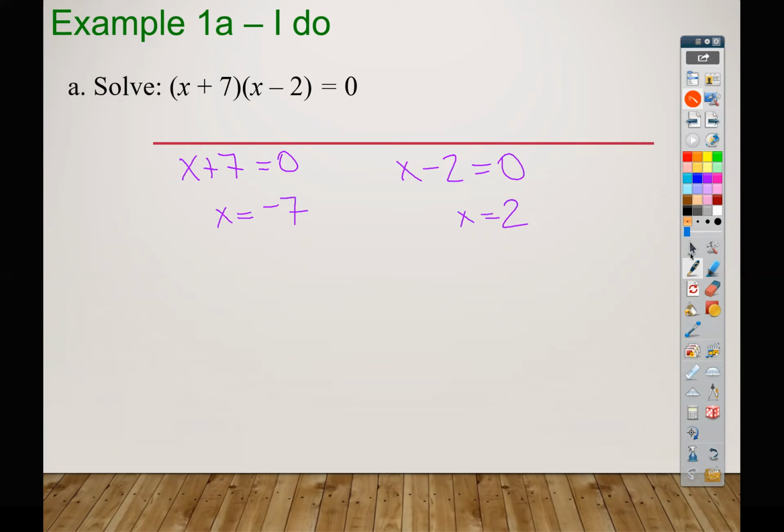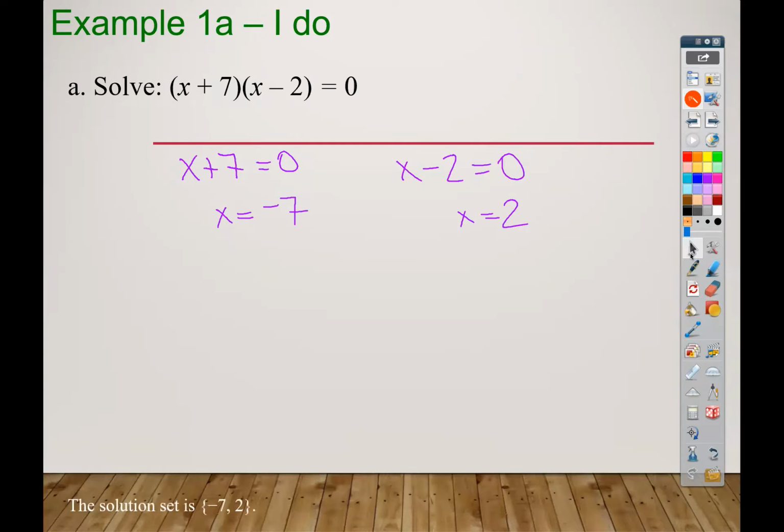So the answers to this are -7 and 2. So the solution set you would write as -7 and 2. And the meaning of that is if you were to graph this equation, it would hit the x-intercept, I'm sorry, the x-intercepts at -7 and 2.